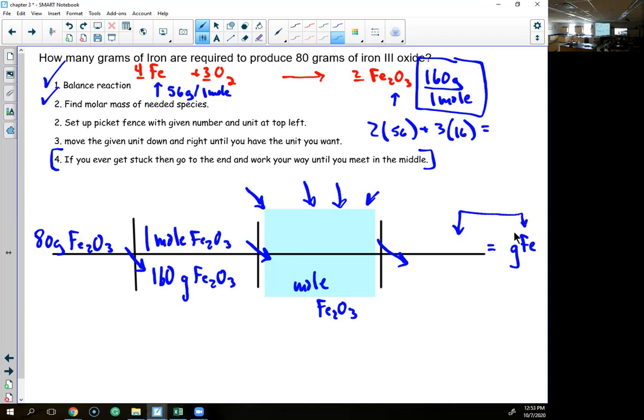It sounds dumb, but look at the screen: the unit at the end is always the unit at the end. These will always match each other. And then I can look up here, what ratio do I have that has grams of iron in it? For every 56 grams of iron, I have what other piece? 1 mole.